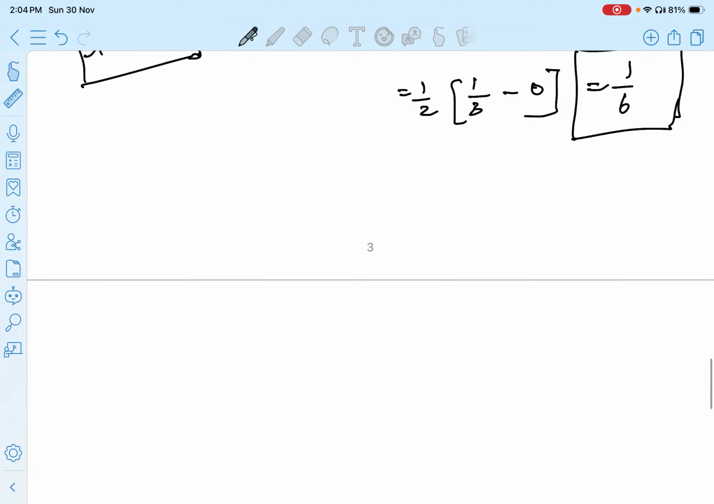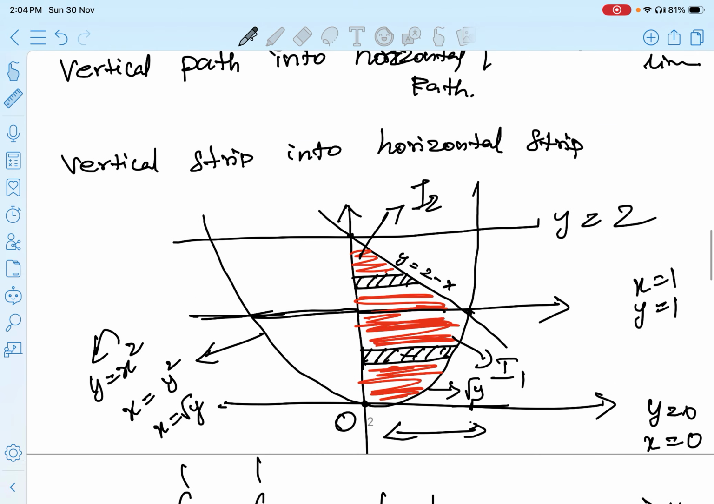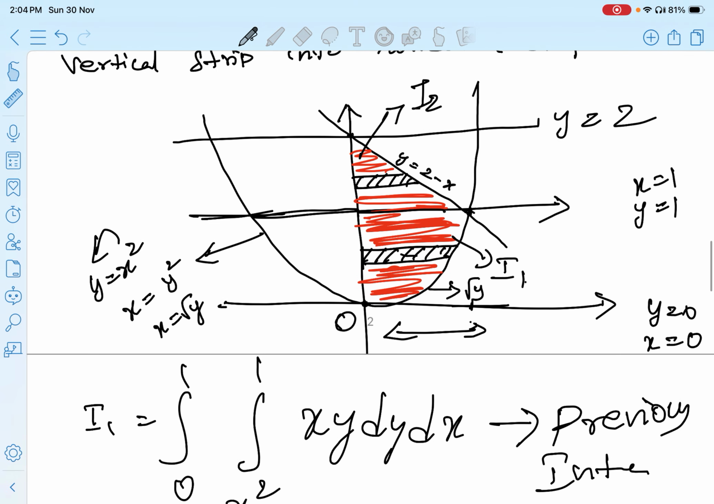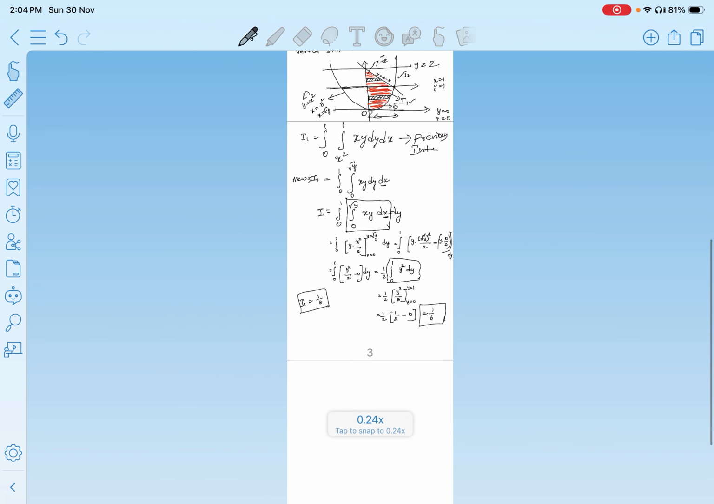Now similarly we can see the I2. What is I2? Our I1 is over. Now we are going to find our I2. So shall we draw this separately? Finding I2. What do we have here? This one.